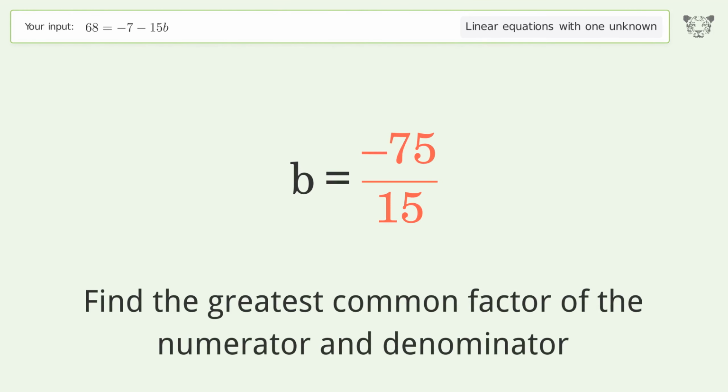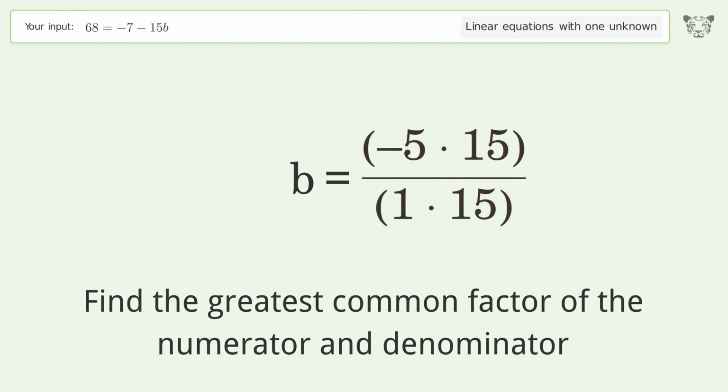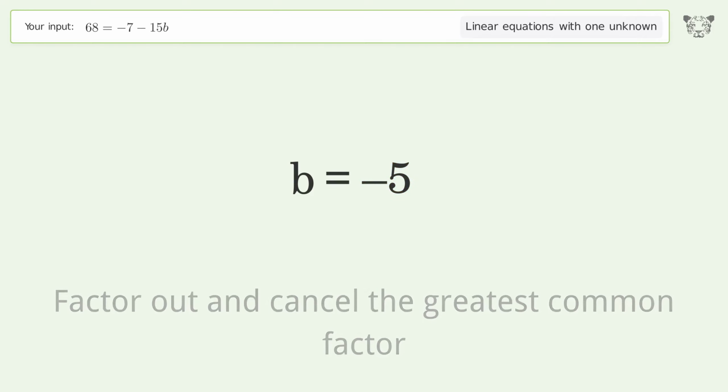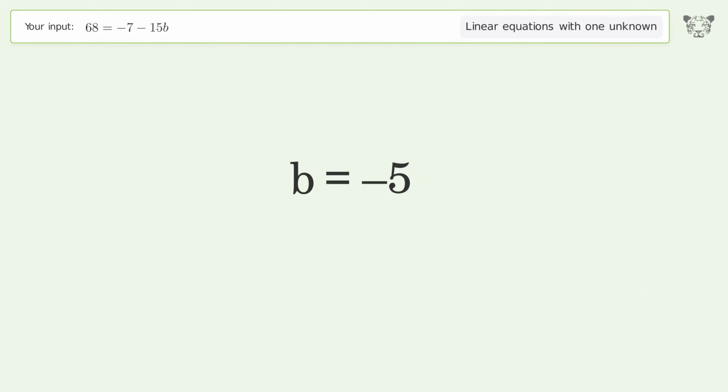Find the greatest common factor of the numerator and denominator. Factor out and cancel the greatest common factor. And so the final result is b equals -5.